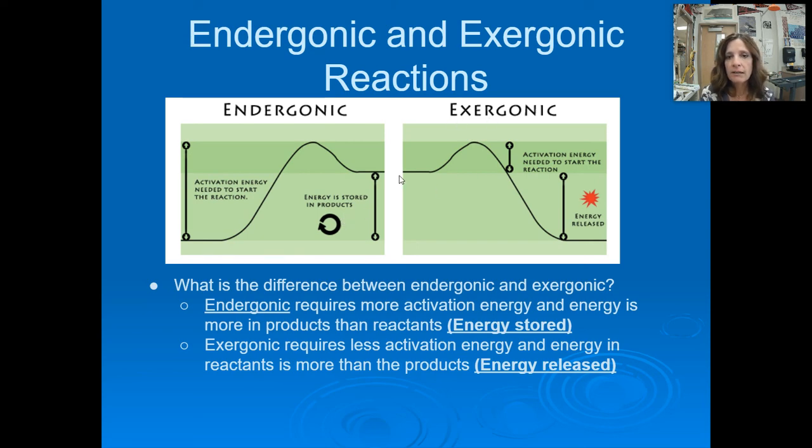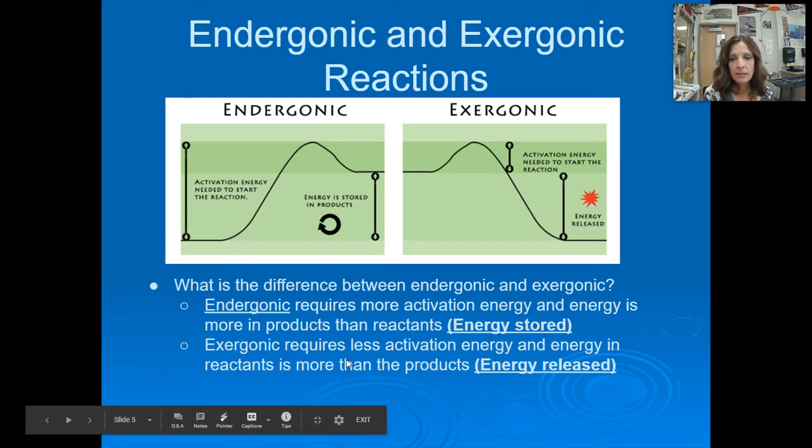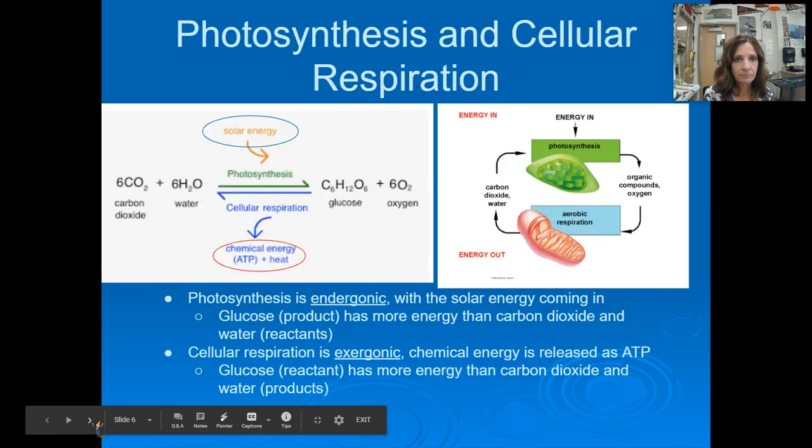With exergonic, your reactants start with more energy, a little bit of activation energy is needed, and then the products have less energy than the reactants, and so energy is released. So with endergonic, energy is put into the reaction and it's stored. With exergonic, it is released from the reaction. And then here are some different words if you want to write them down.